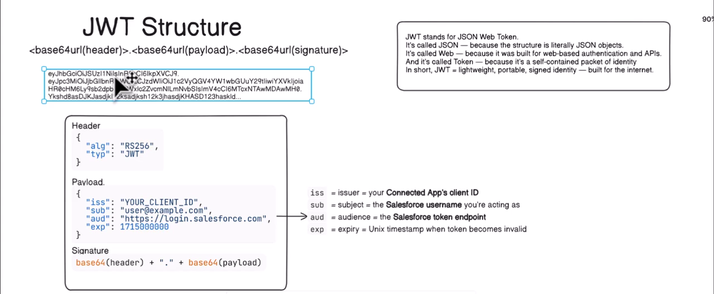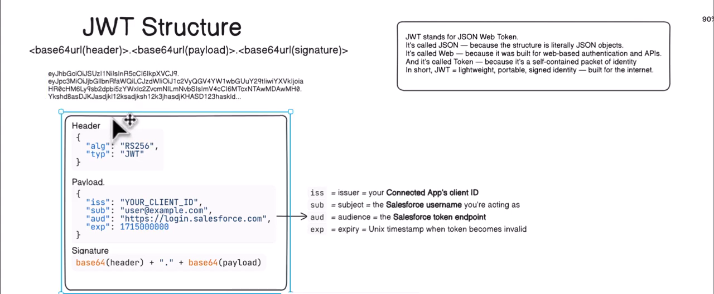But what about before encoding? What about the original content? How does it look like? So this is this part, the bottom section. You see, there is a header, there is a payload, and then there is a signature.